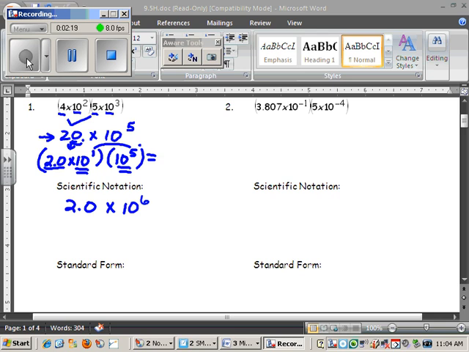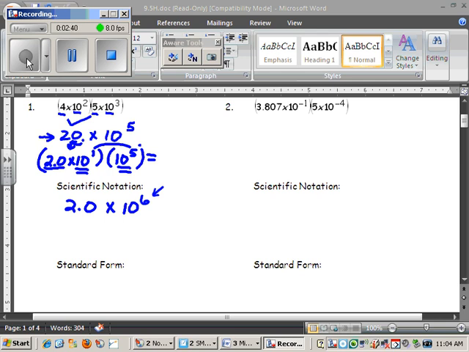Now recall, when you're determining what the standard form or original number is, you're looking at this exponent first and seeing if it's positive or negative. If it's positive, you know the original number is greater than 1. If it's negative, you know the original number was between 0 and 1.